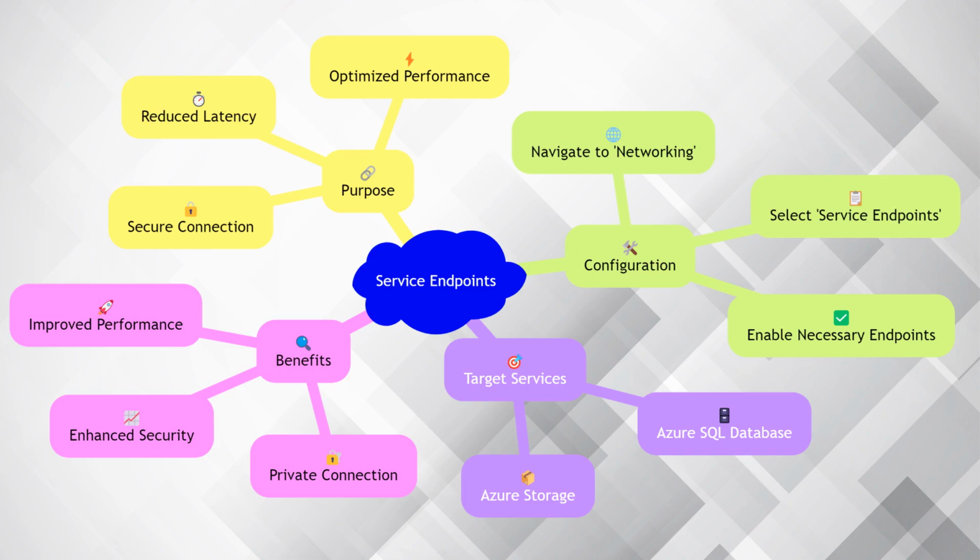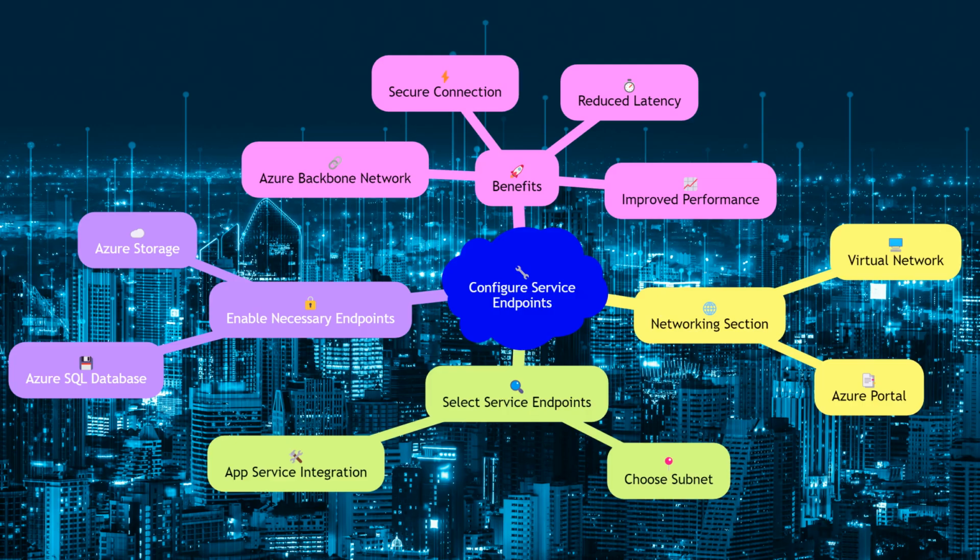To configure service endpoints for your app service, go to the networking section of your virtual network in the Azure portal. Select Service Endpoints and choose the subnet your app service is integrated with. Enable the necessary service endpoints, such as Azure SQL Database or Azure Storage. Once configured, your app service will use the Azure Backbone Network to communicate with the target services. This setup ensures a secure and optimized connection, reducing latency and improving the overall performance of your application.